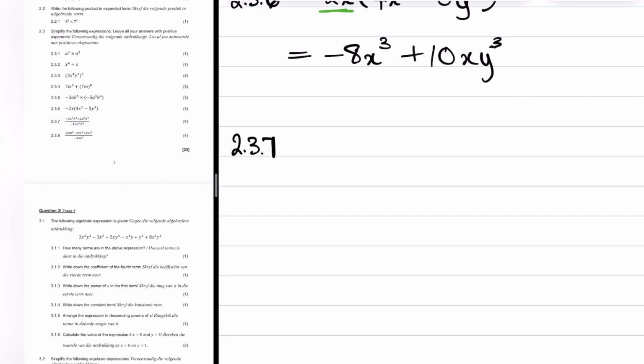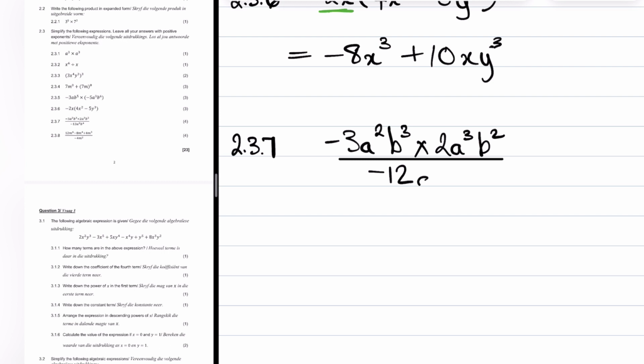2.3.7 says -3a to the power of 2b to the power of 3 multiplied by 2a to the power of 3b to the power of 2, all of that over -12a to the power 8 b to the power 4.